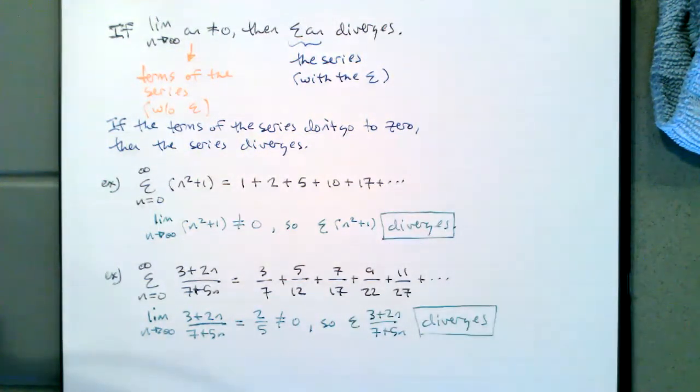The limit of the terms is not 0, so the series diverges. Notice it's not the limit that diverges, it's not the terms that diverge, it's the series that diverges. We've got to make sure that we get our words matched up correctly. Limits exist or don't exist. Series converge or diverge. We wouldn't want to say that the series doesn't exist because there it is.